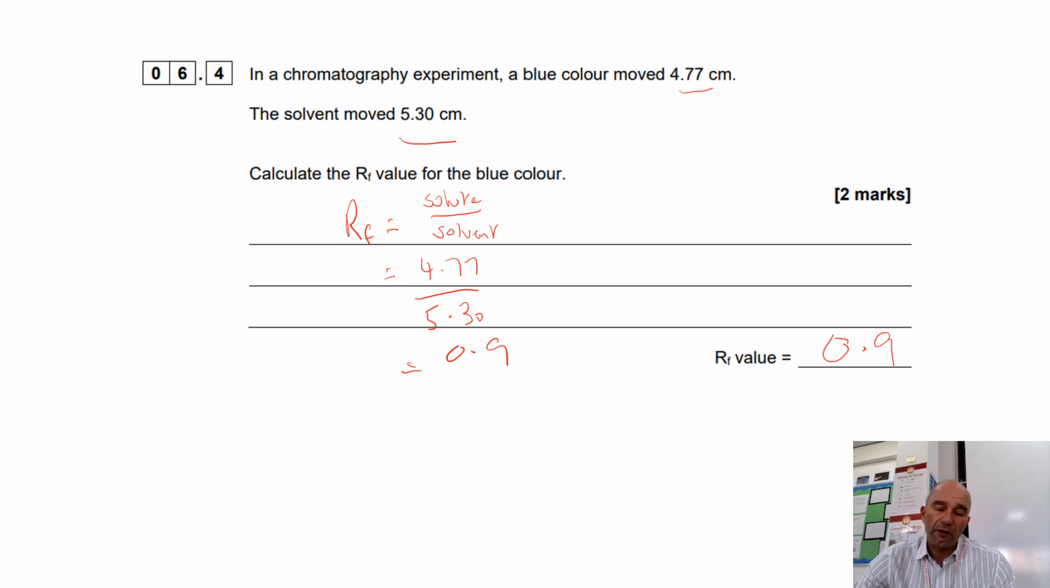Remember, with RF value you should never get an answer greater than 1.0. If you have, you've got the numbers the wrong way round. You can't have your solid moving further than the solvent. That would be impossible.